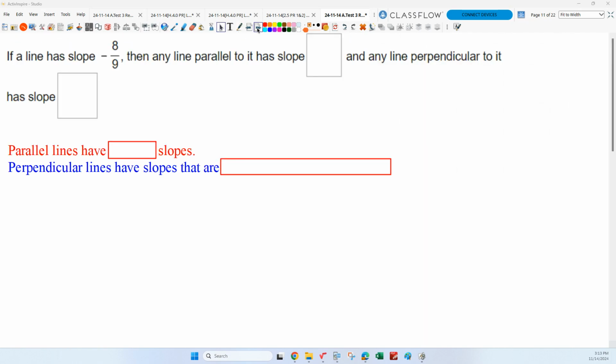All right, so a quick review of slope. A line has a slope of negative 8/9. If that's true, I want to find the slope of a parallel line. Well, what's the relationship between the slopes of parallel lines? They're the same. Parallel lines have equal slopes, and so the slope of a parallel line is exactly what I started with. They're the same. Okay, what about the perpendicular line? What's the relationship between the slopes of perpendicular lines? Opposite and reciprocal.